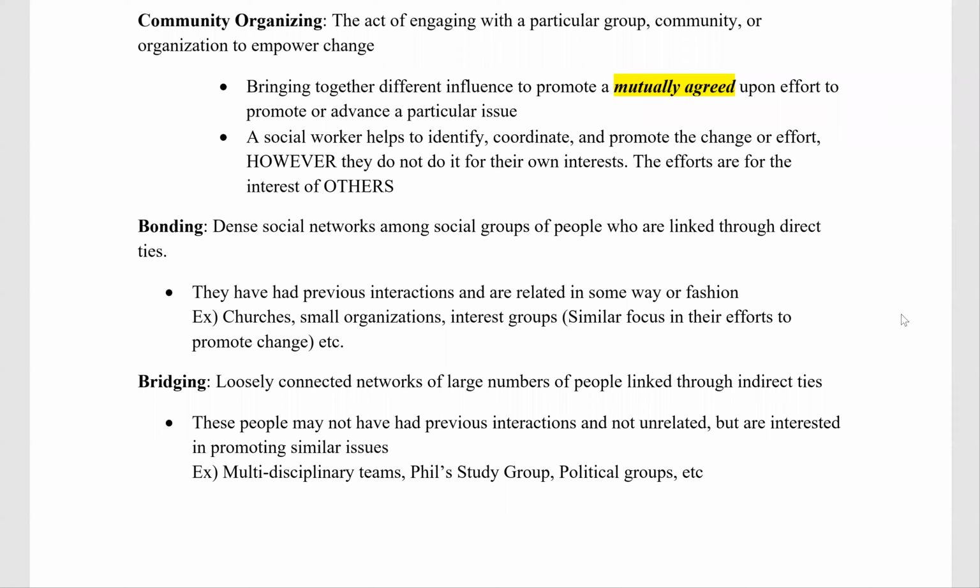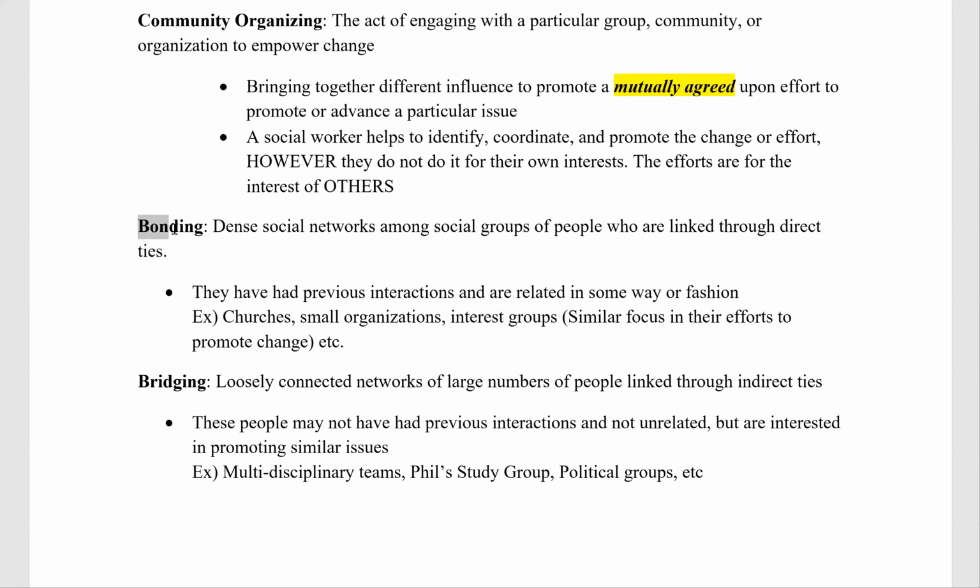So there are two different situations when it comes to community organizing. And the two types have multiple different things that could benefit the community in some way, shape, or form. And the social worker is going to kind of be the middle person within this process. The first type is bonding.